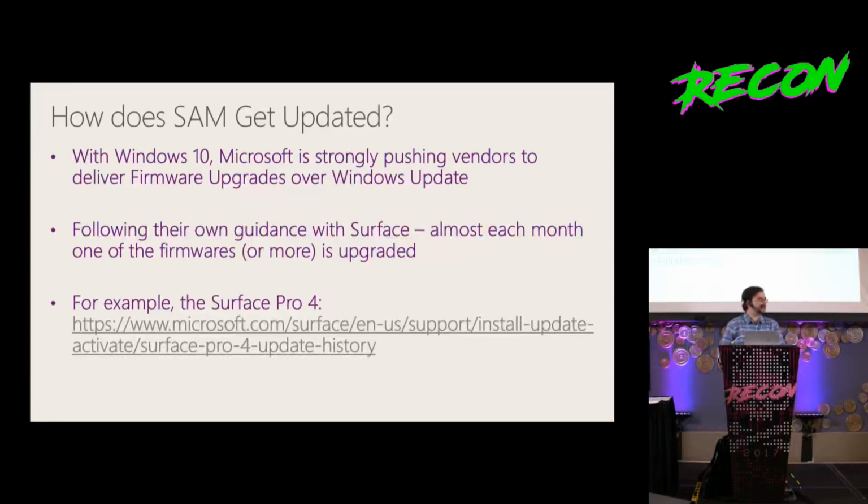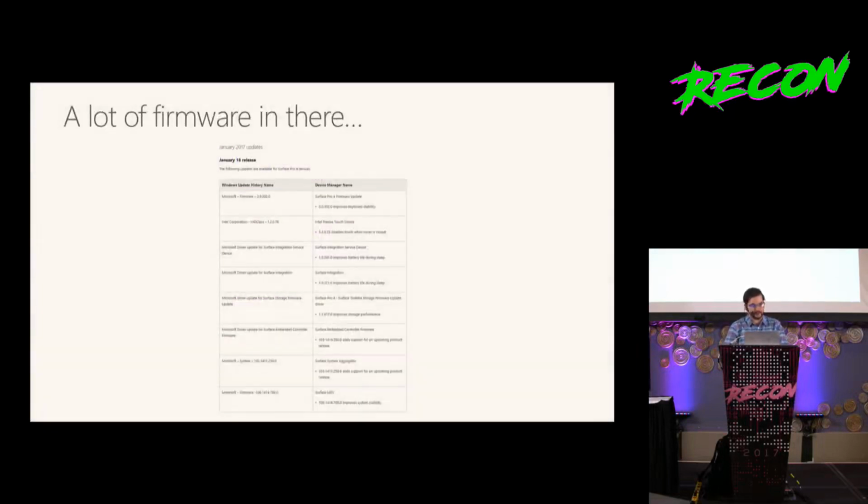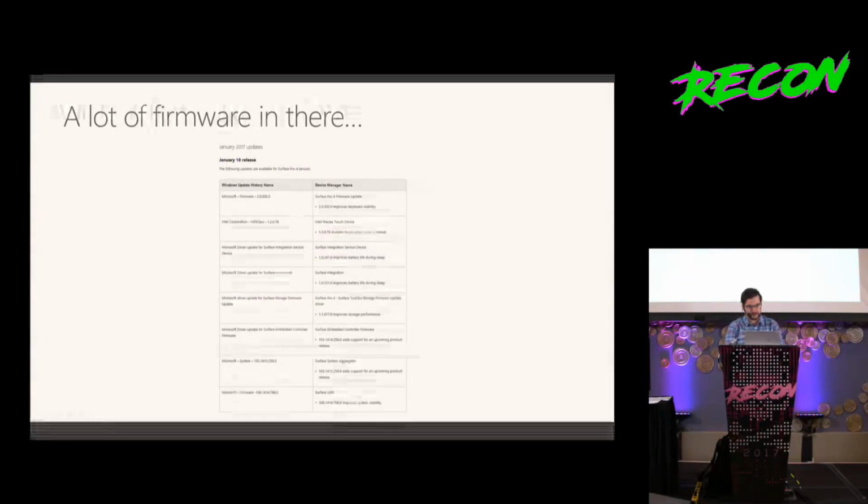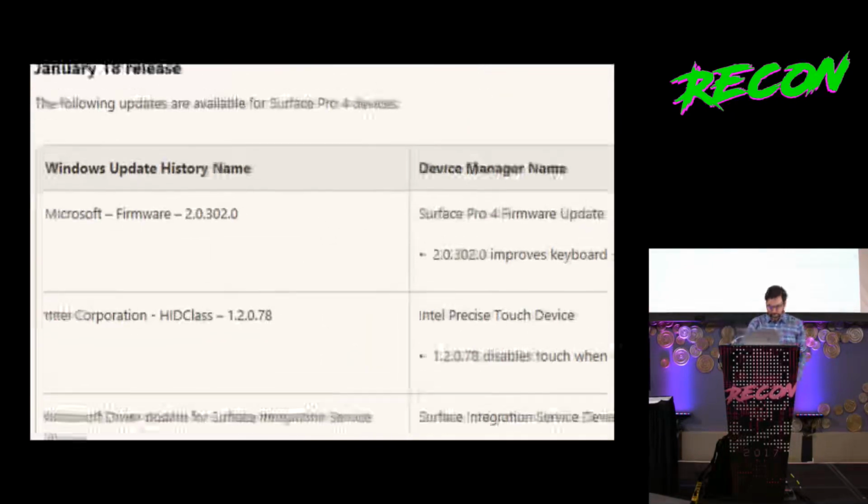And specifically with Surface, they're following their own guidelines and they're publishing firmware upgrades almost every month. For example, for the Surface Pro 4, there's a whole page where you can see every firmware upgrade that was pushed every month. So here's January 18, which is not the latest one, but it was a pretty big one.